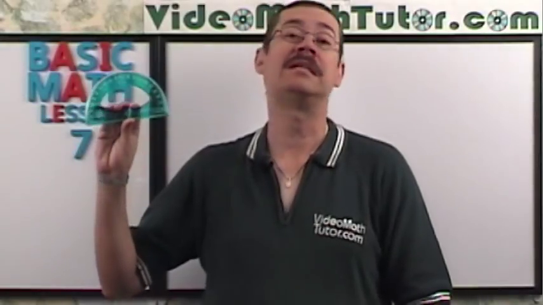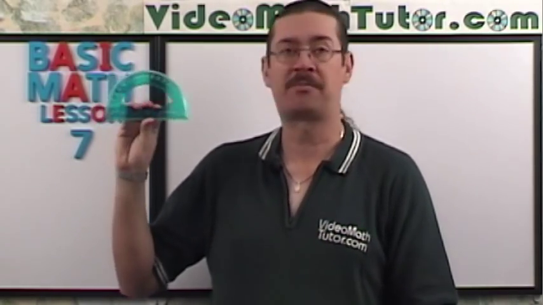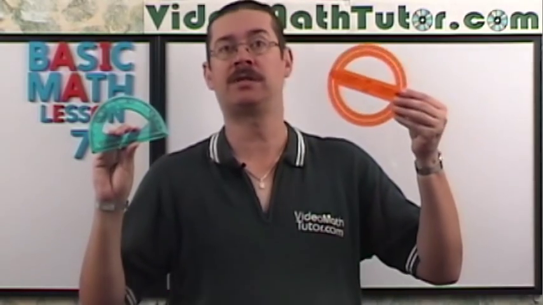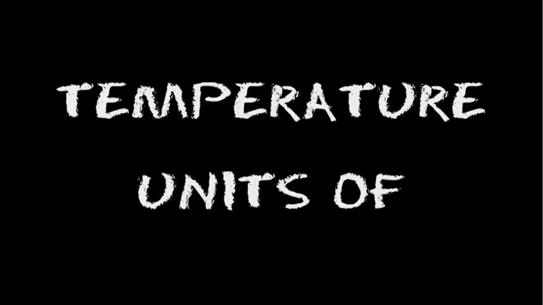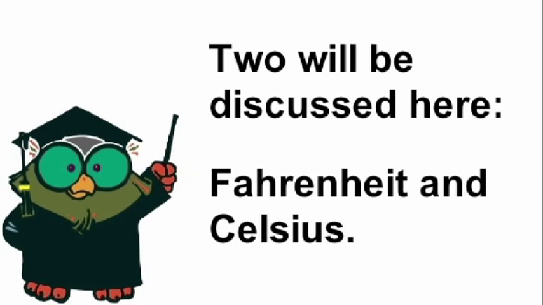A protractor is a typical way of measuring angles. Here's one type of protractor. Another is a full circle like this. The degree is used as the basic unit of temperature. However, there are several temperature scales commonly used. Two will be discussed here, Fahrenheit and Celsius.